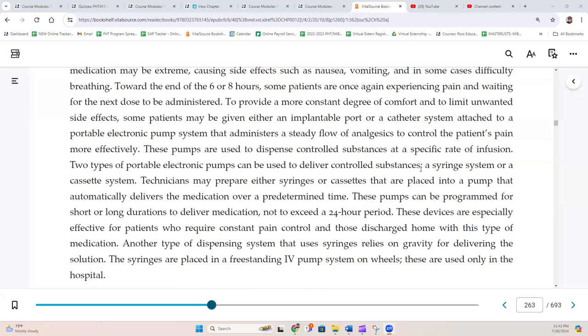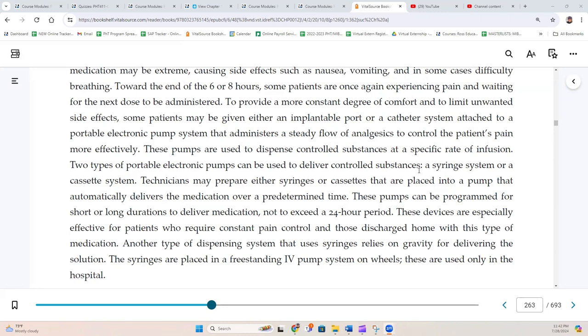Technicians may prepare either syringes or cassettes that are placed into a pump that automatically delivers the medication over a predetermined time. These pumps can be programmed for short or long durations to deliver medication not to exceed a 24-hour period. These devices are especially effective for patients who require constant pain control and those discharged home with this type of medication.